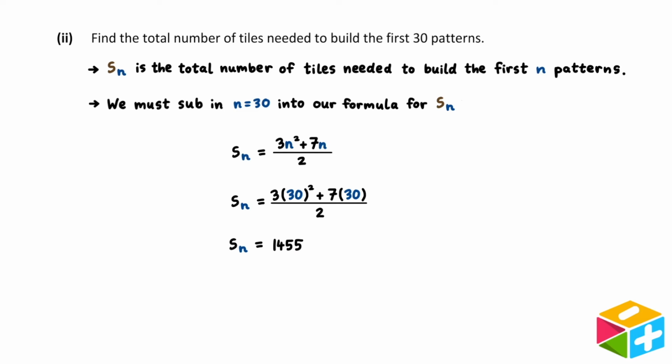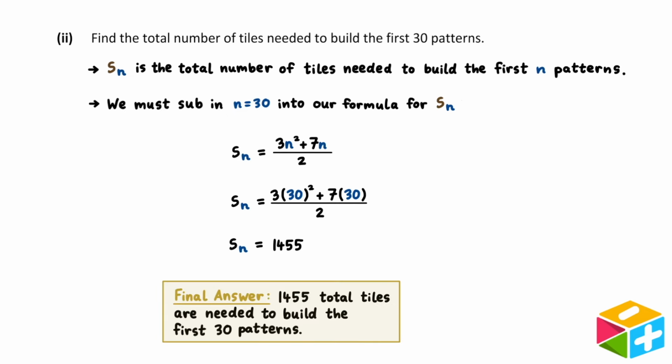We found that Sn is equal to 1455. So our final answer is that 1455 total tiles are needed to build the first 30 patterns.